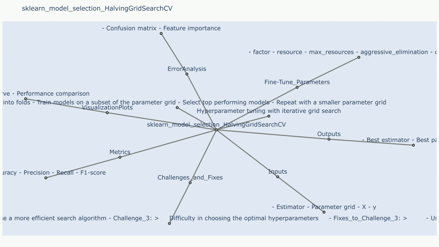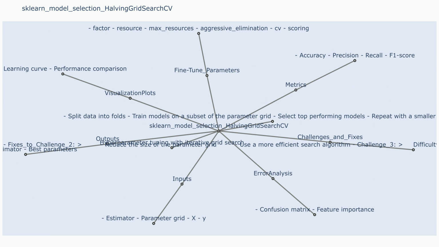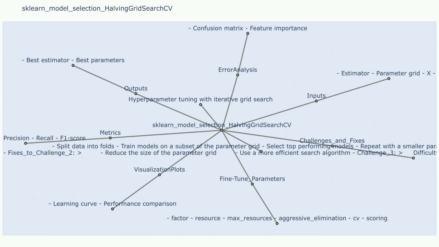Challenge 4: uneven resource allocation. Sample use case: if the resource strategy is not optimal, the resources might not be allocated effectively. Fixes: use a different resource strategy, such as quantile or percentile. Experiment with different resource allocation strategies to see which one performs best.